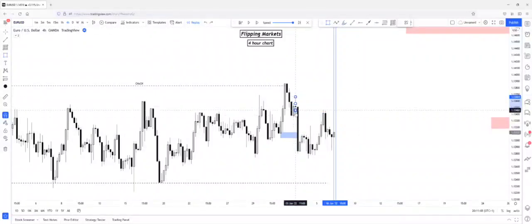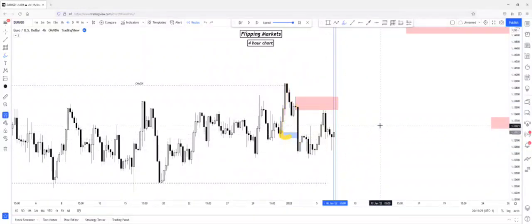This 4-hour supply caused the change of character to the downside, because price changed character to the downside too. As you can see, it created a huge inefficient push, and this was the last structural low, the last structural demand zone that caused the change of character to the upside and a new high and break of structure to the upside. And this supply zone changed this demand zone and changed character with an inefficient push.